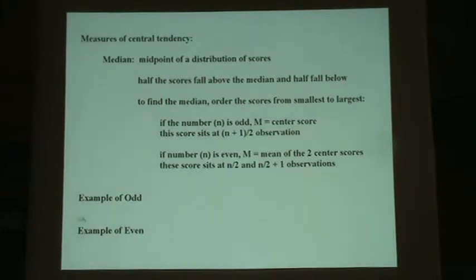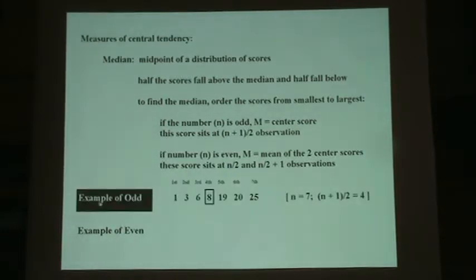Let me go over this one more time. If the data set is odd, we take the number of scores in the data set, we add 1 to it, and we divide by 2, and that will tell us the place where the median lies. In this case, we had 7 plus 1 is 8. 8 divided by 2 equals 4. So the median of this distribution is in the 4th score. 1, 2, 3, 4. So the median here is 8.